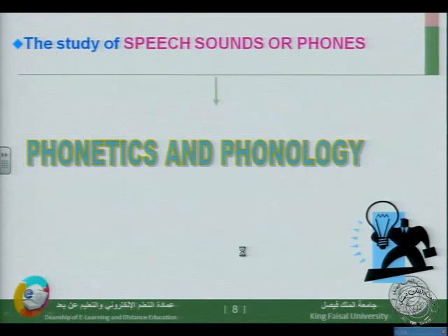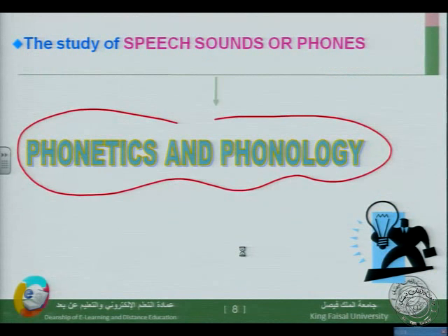However, we still have one. What is phonetics and phonology? Phonetics and phonology is to study the speech sounds or phones. You know what phones are? It's any sound in a language. So phonetics and phonology is concerned with speech sounds or phones.